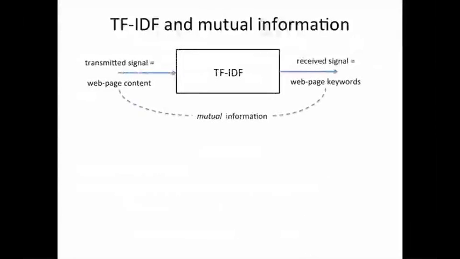Now let's see what TF IDF has to do with mutual information. Remember that we have a transmitted signal, which is the content of the web page, and we want to somehow compute what are the best keywords that should represent this web page so that the mutual information between the content and the web page keywords is high. Our channel in this case is TF IDF. We're trying to figure out what this channel does in terms of maximizing the mutual information.